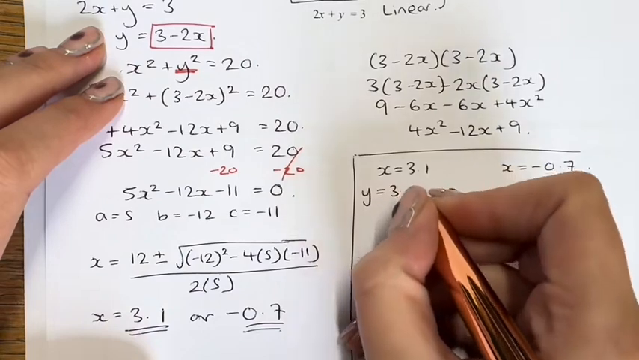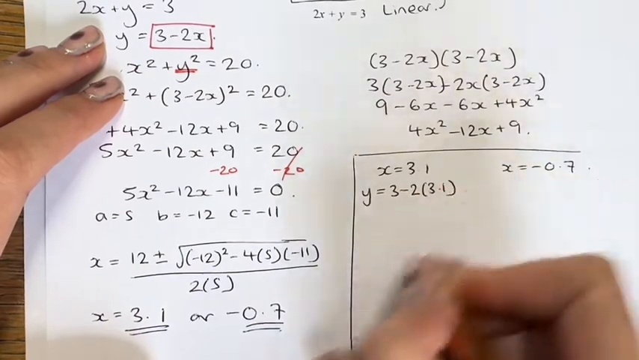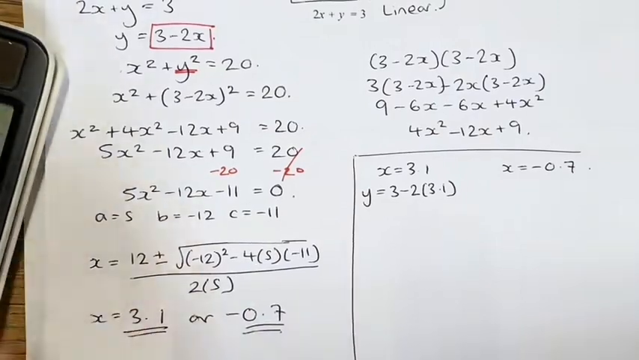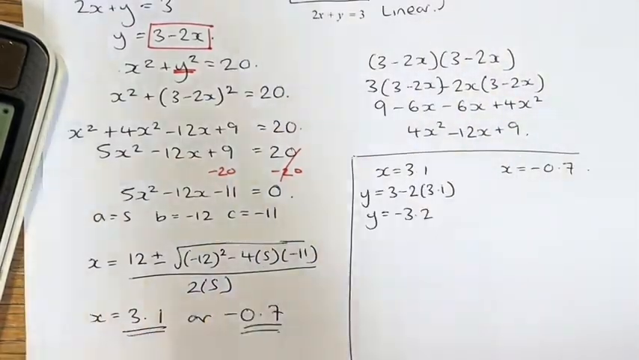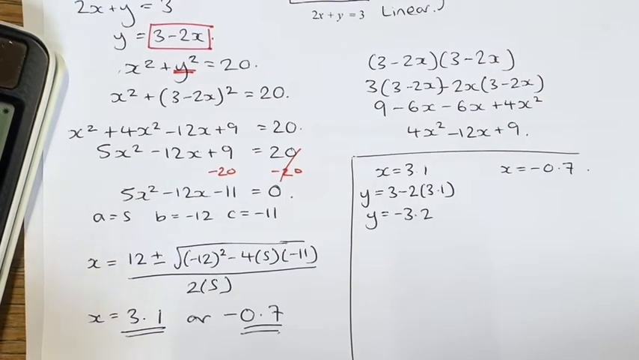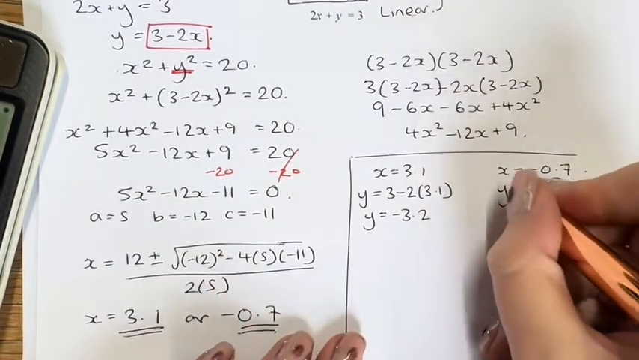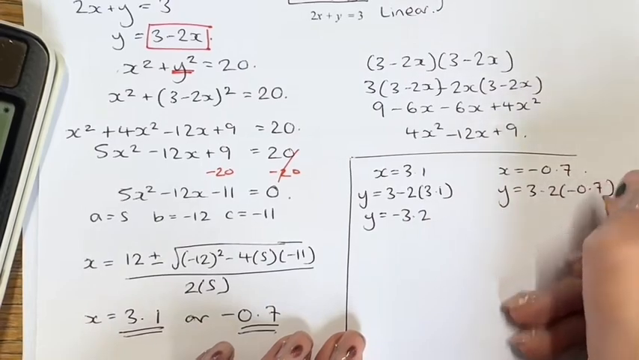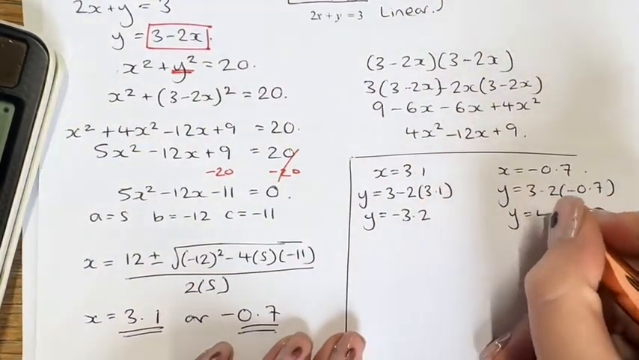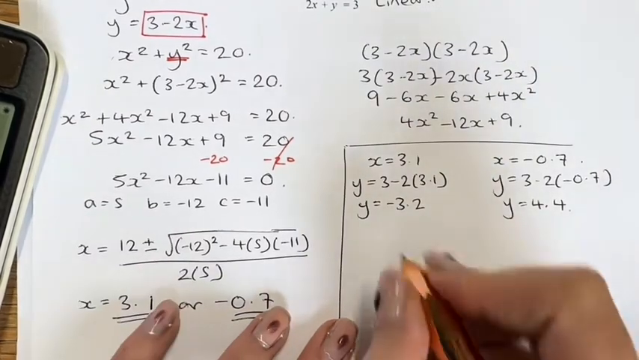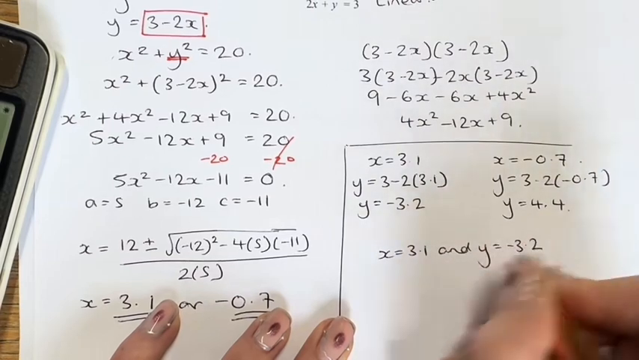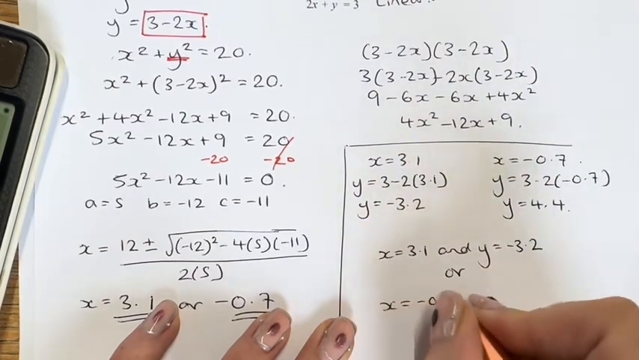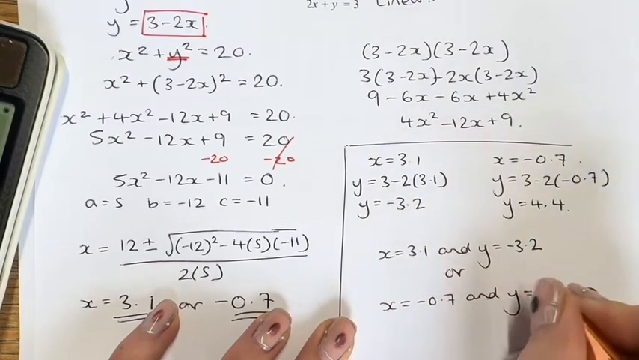When x is 3.1, I can substitute that now into my rearranged linear. So y equals 3 minus 2 times 3.1, which is minus 3.2. And then when x is minus 0.7, if I substitute that into my linear, I get y equals 4.4. So my two solutions are x is 3.1 and y is minus 3.2, or x is minus 0.7 and y equals 4.4.